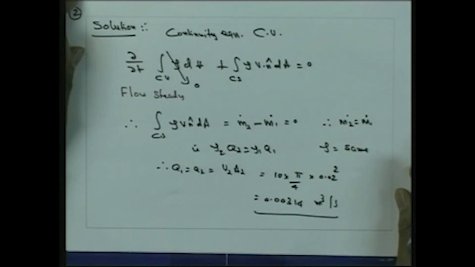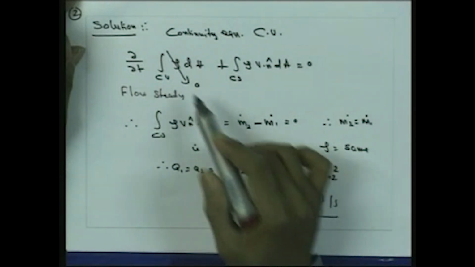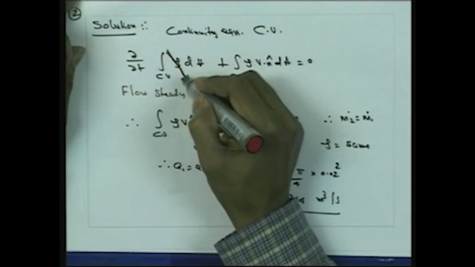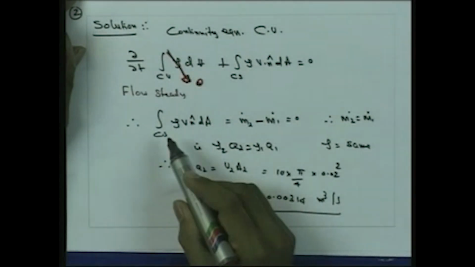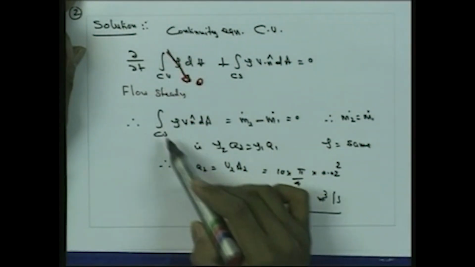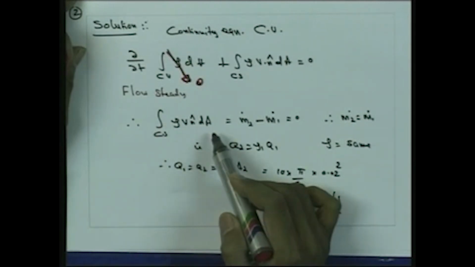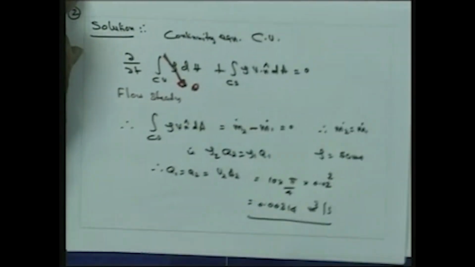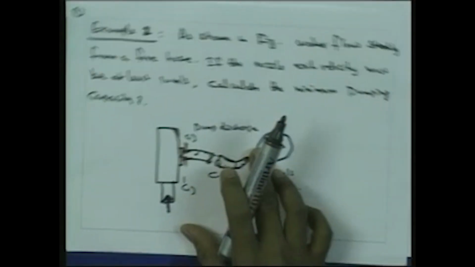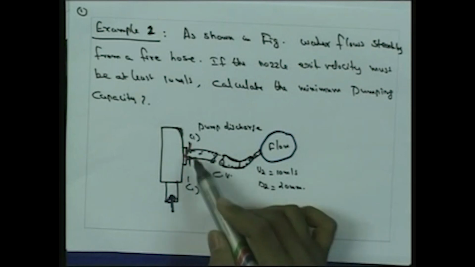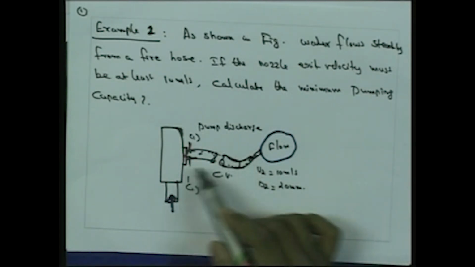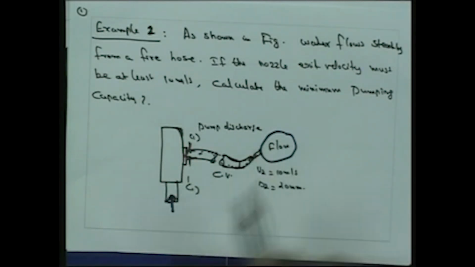So here the time rate we are not considering, so this term goes as 0. Since the flow is considered as steady, we can write the final system as the integral over the control surface of rho Vn dA. That means what is going inside this control volume, inside the fire hose, should be going out through the exit. So what is entering should go through the exit.